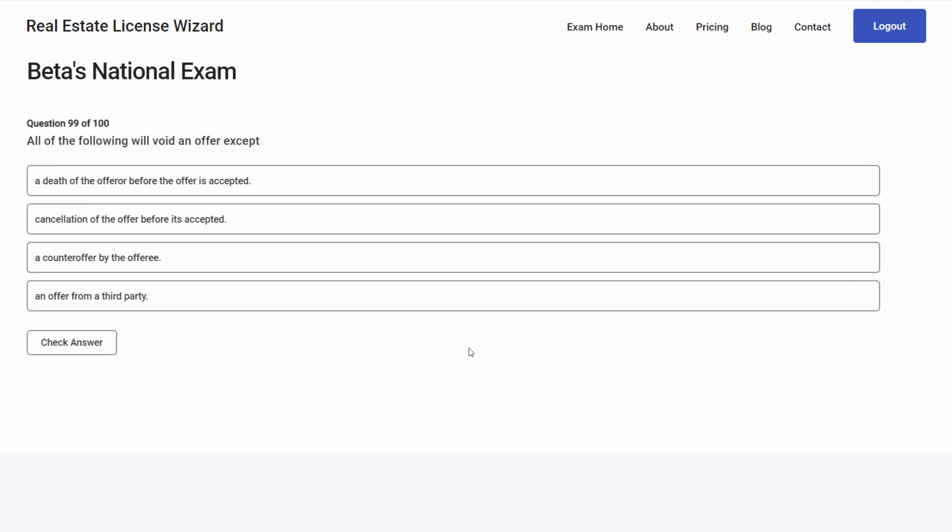All right, 99. All of the following will void an offer except: A, a death of an offerer before the offer is accepted, B, cancellation of the offer before it's accepted, C, a counteroffer by the offeree, or D, an offer from a third party. So think about that one. Give you guys some opportunity to think about it, come up with your answer.